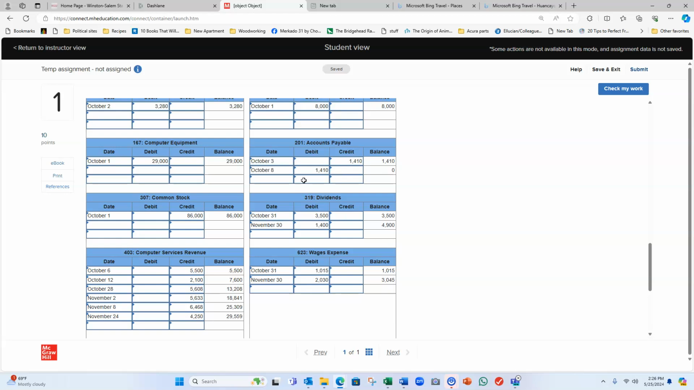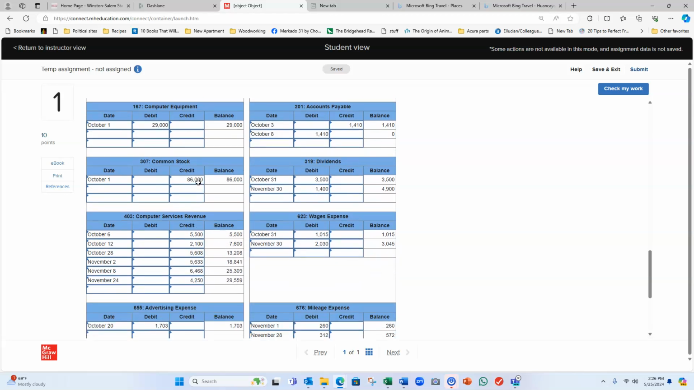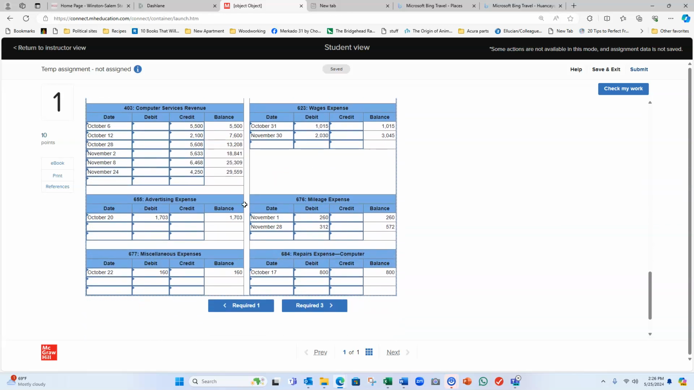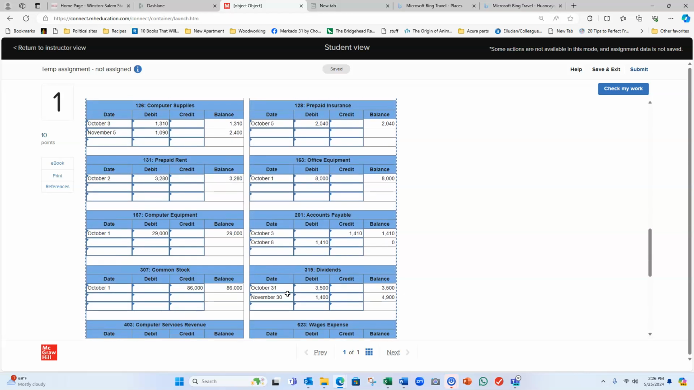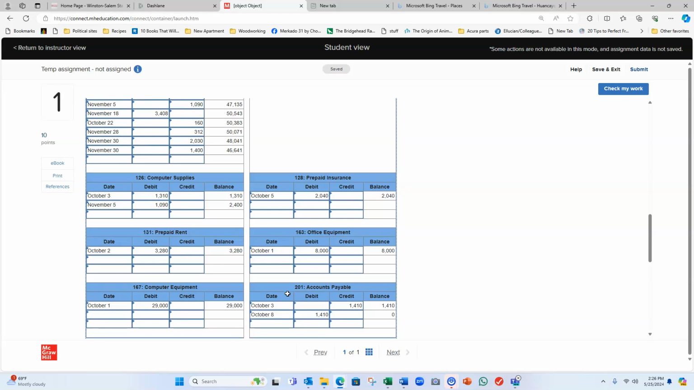Accounts payable has debits and credits. But look at common stock, only a credit, dividends only debits, revenue only credits, expenses only debits. That's what we're seeing here. And that's pretty much the way transactions go. Revenues will only have credits, expenses will only have debits.